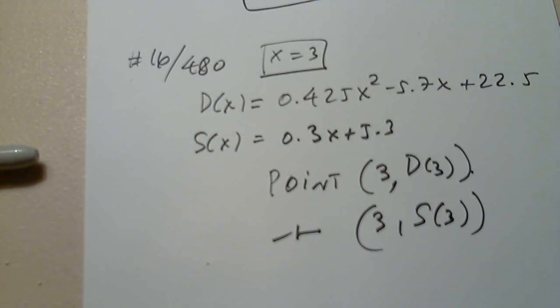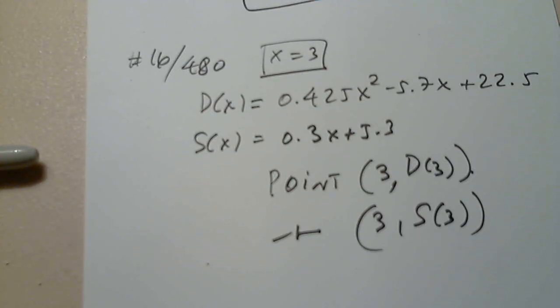So in the graphing calculator, here it is, in y equals, clear anything and everything you have, 0.425x squared minus 5.7x plus 22.5 and 0.3x plus 5.3. And you will see these are not the same.